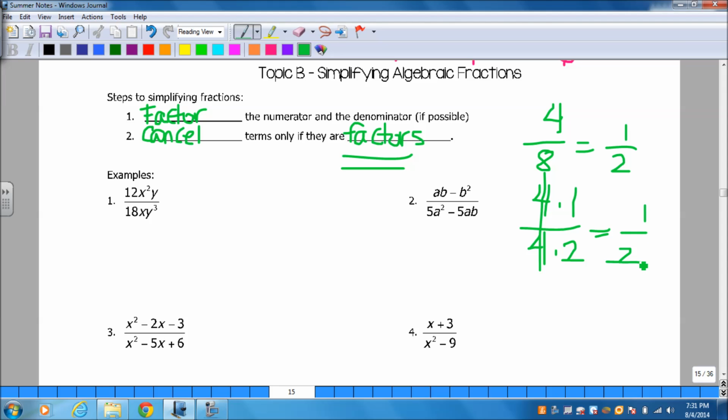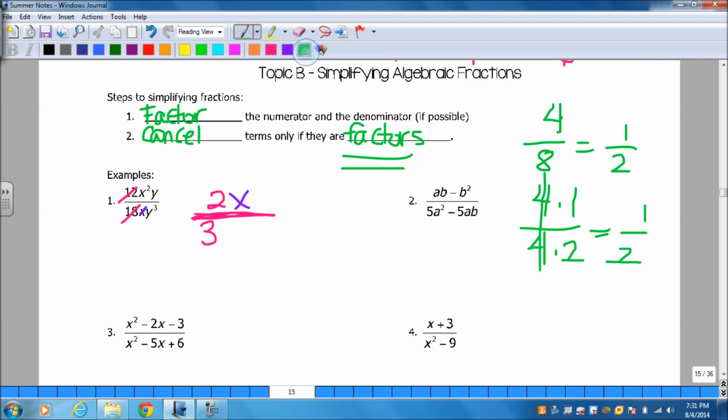Okay, so we're going to do something very similar with this example right here. So in number 1, you have 12 over 18, right? So you can reduce this, all right? And I can say that this 12 can become a 2, and this 18 can become a 3 because they're both divisible by 6, okay? And then I'm going to look at the x squared and the x. There's more x's on the top than there are on the bottom. One of these x's completely goes away, and I have an x left over on top.